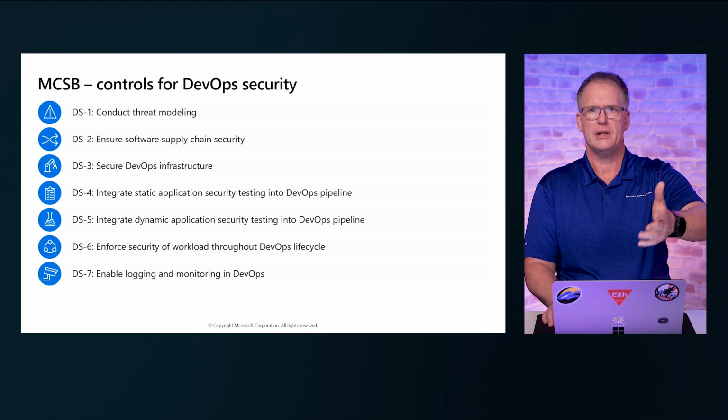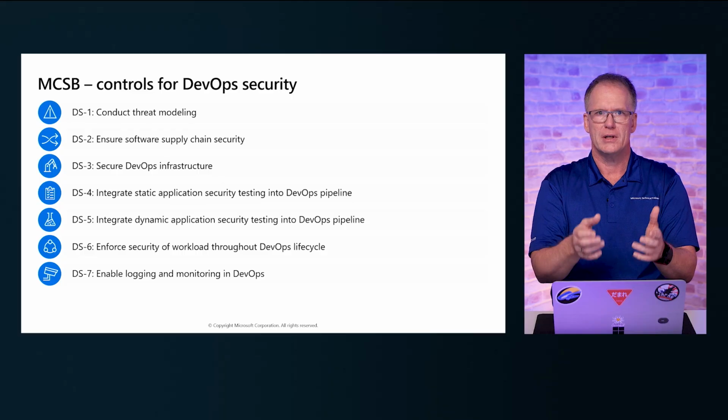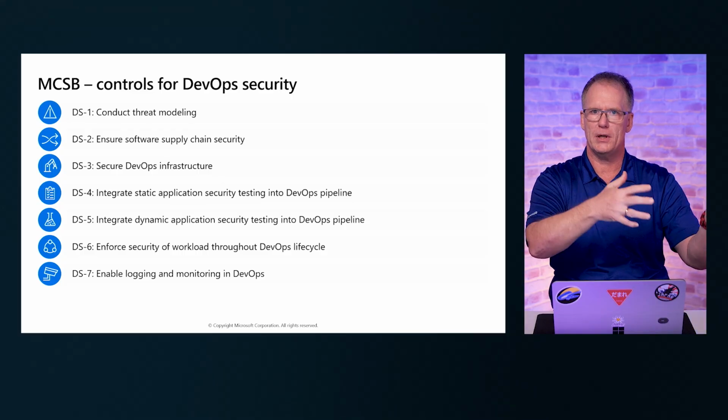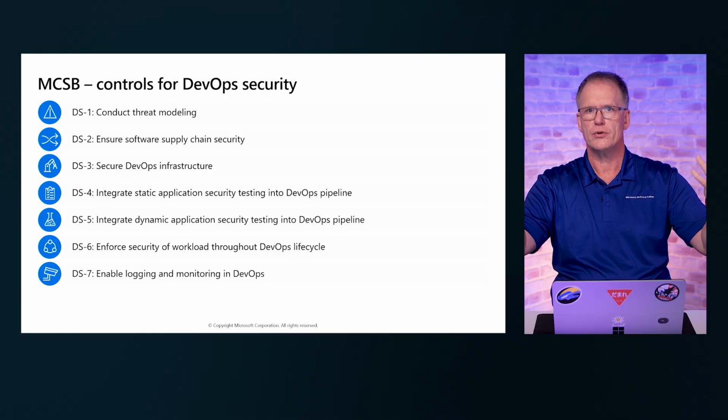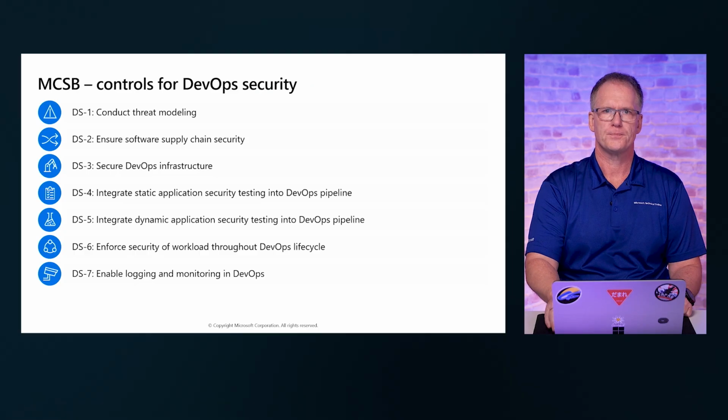For example, at DS7, logging, we need logging. We need that visibility and integrate it with other data to see the whole picture. That is zero trust again: visibility, orchestration and automation. But let's go back to DS1, threat modeling.